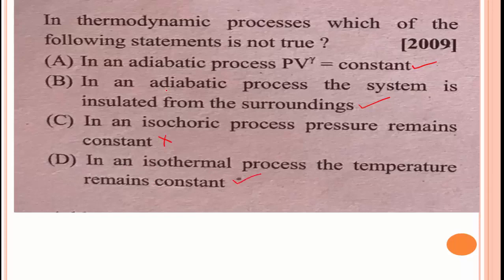Out of these four options, option C is the wrong statement, which is not true. In this problem, the correct answer is option C, because the isochoric process depends on its volume. The volume is kept constant in this process, but in the given statement, in an isochoric process, the pressure remains constant. This is wrong. The right answer is C.